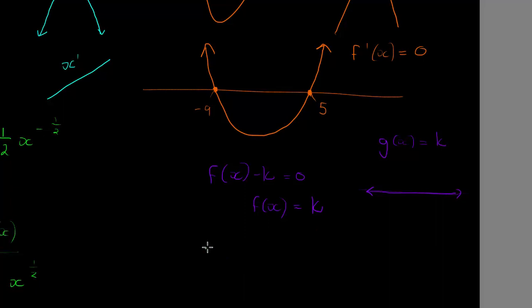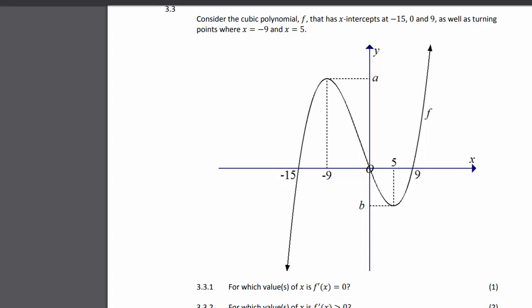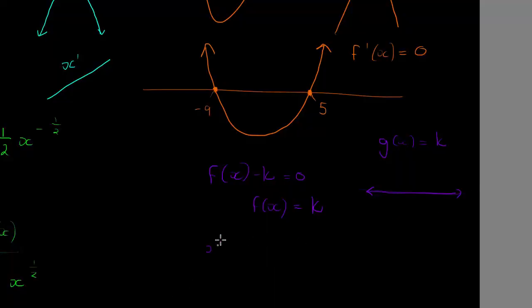So if the question was what values of k, in other words, the horizontal line value, then anything higher than this value, which is a, and anything lower than that value, which is b. So the answer is k greater than a, or k smaller than b.